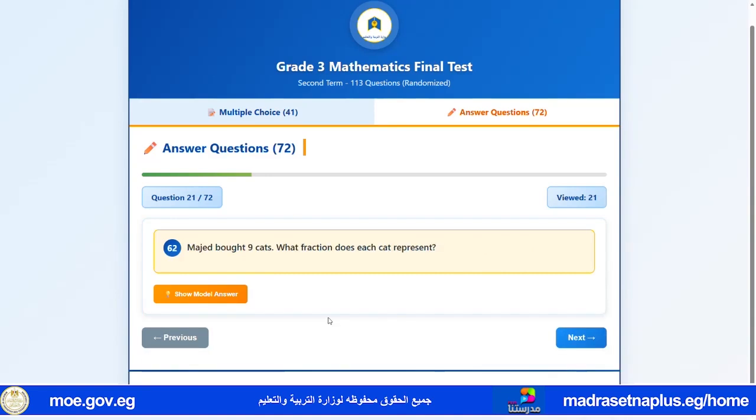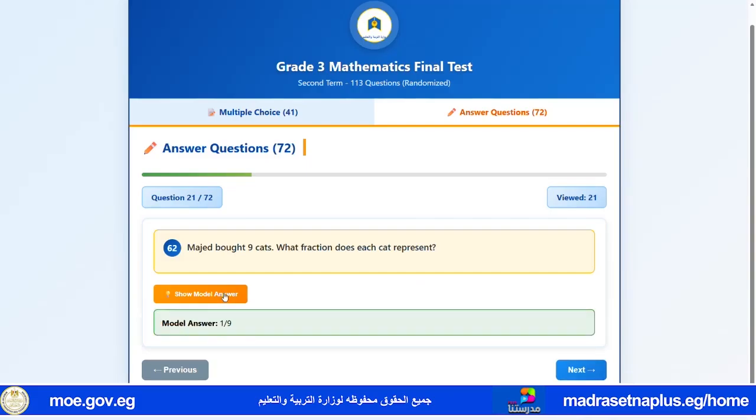Majid bought 9 cats. Yes, 9 cats. That means 1 cat out of 9. 1 cat out of 9 represents what? Which fraction? Let's check your answer. That's right, 1/9.